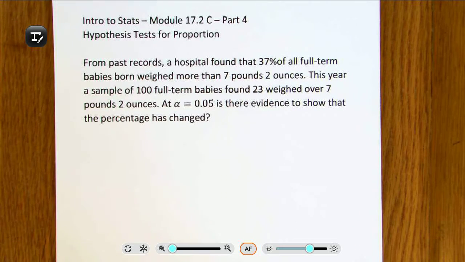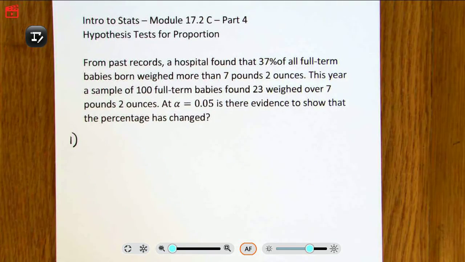Hi everyone, one more final example on how to hypothesis test for proportions. This is example number 4. From past records, a hospital found that 37% of all full-term babies weighed more than 7 pounds 2 ounces. This year they took a sample of 100 full-term babies, and they found 23 of those weighed over that 7 pound 2 ounce mark. At alpha equal to 0.05, is there enough evidence to show that the percentage has changed?